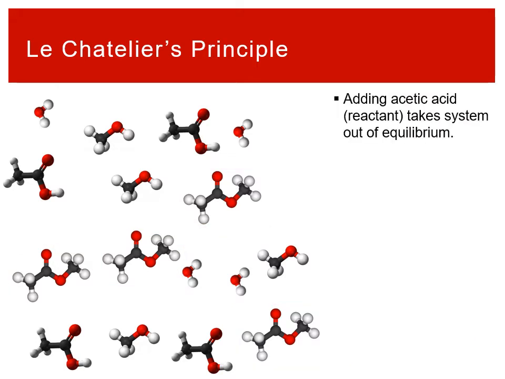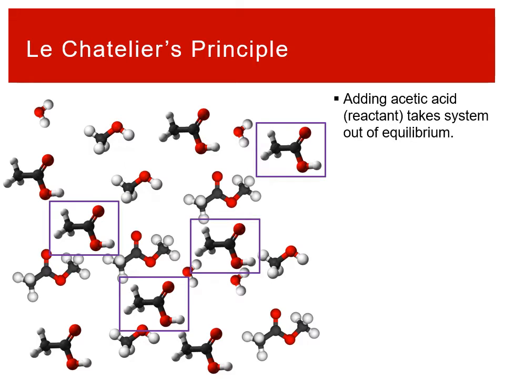So I add some extra reactant. I now have these new acetic acid reactant molecules. My system is no longer in equilibrium because I was just at equilibrium. I've only added one component. I can't be at equilibrium anymore. So the forward reaction is going to happen.